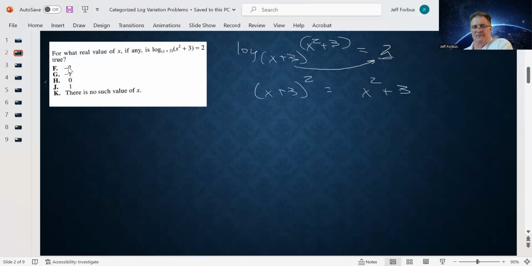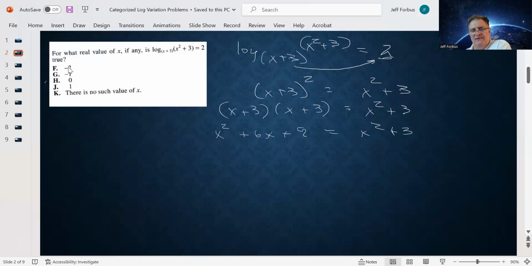Okay, so on the left we have a binomial. So that becomes x plus 3 times x plus 3, and that's still equal to x squared plus 3. Well, multiply these binomials together, you get x squared. X times 3 is 3x, and then the inner 3 times the inner x, 3x, so that gives us 6x. And 3 times 3 is going to give us a 9. And that's equal to x squared plus 3.